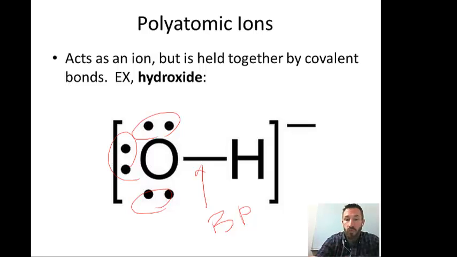We have 2 electrons with hydrogen, so it has a duet, it's happy. Oxygen has an octet. Notice the entire thing is -1. There's not a partial negative charge anywhere. This is a true ion.